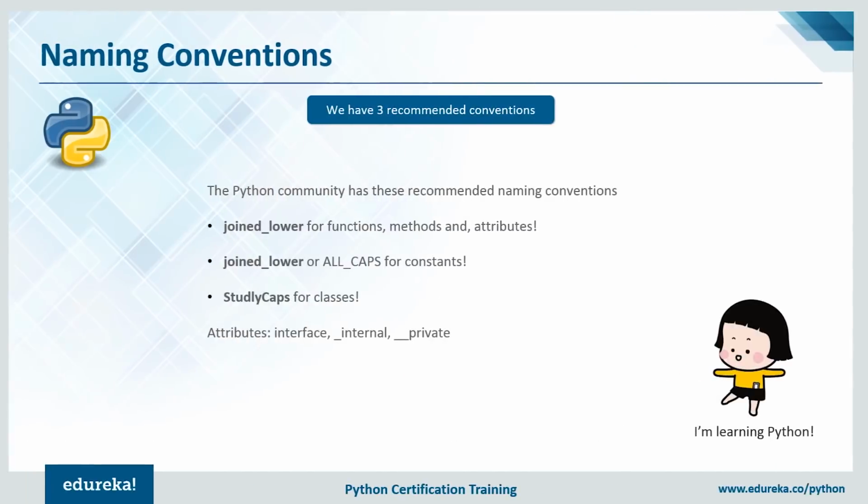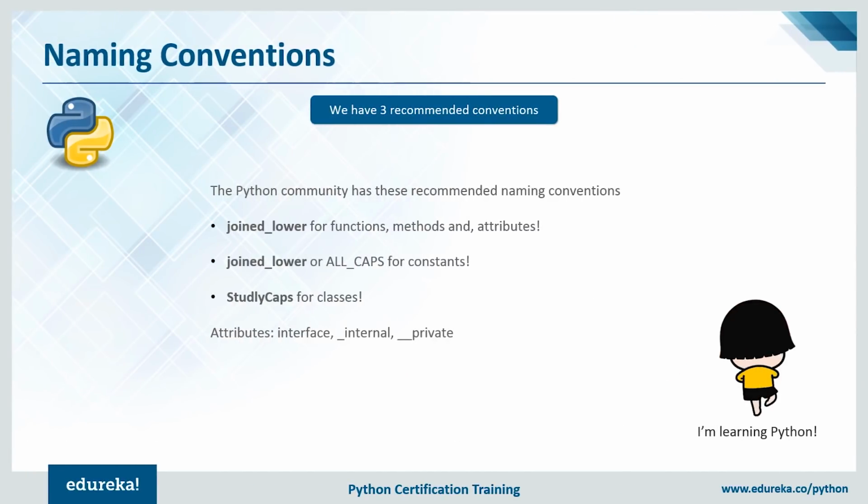So basically we have three recommended naming conventions, and the Python community has set these recommendations to make our lives easier. We have something called joined lower for all the functions, methods and attributes. And we have something called all caps as well. So you can have all caps for your variables and your constants as well. And studly caps is something we use for classes, guys. So attributes such as interface, underscore internal, underscore private, all of these are valid. So now we're familiar with all the naming concepts, right?